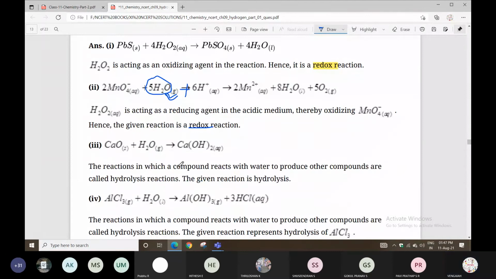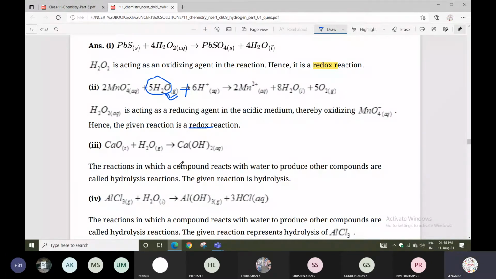Third one, CaO, calcium oxide, plus H2O gives rise to calcium hydroxide. The reaction in which a compound reacts with water to produce other compounds is called a hydrolysis reaction. The given reaction is a hydrolysis reaction.